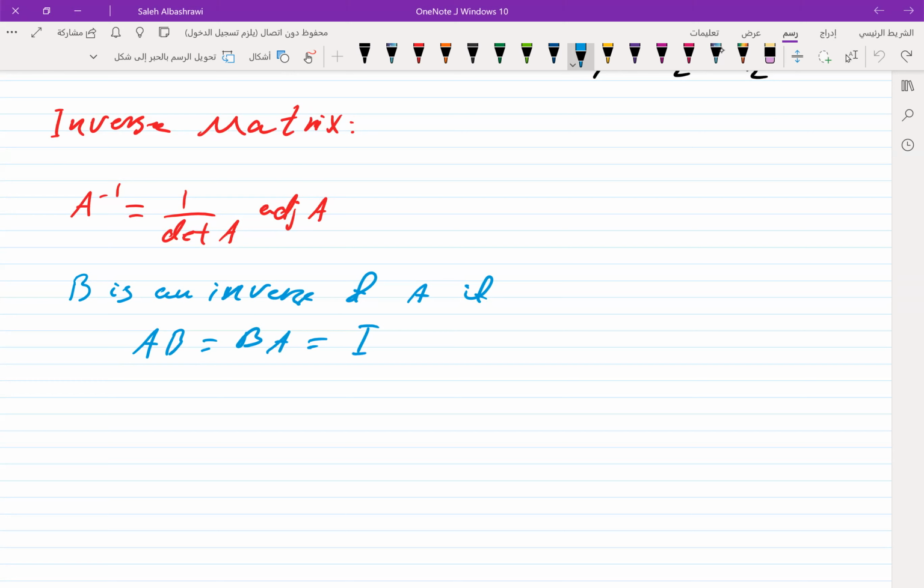And we call the matrix A non-singular. Non-singular means it has an inverse. We have some relation between the non-singularity of the matrix A and the determinant.